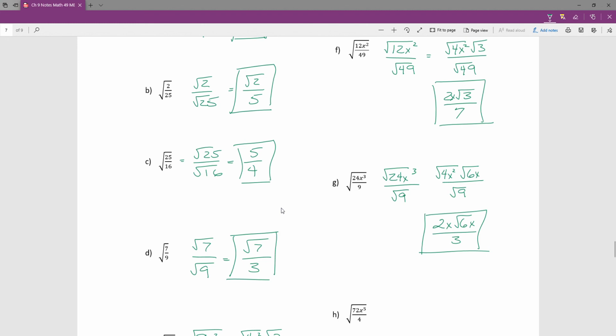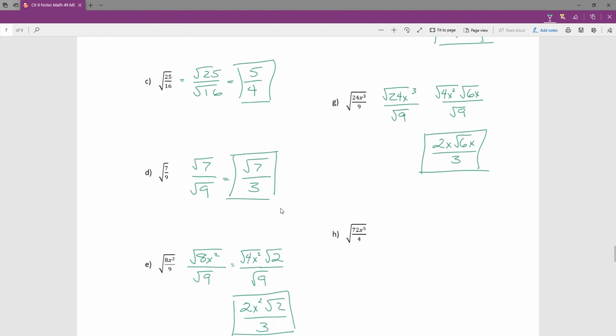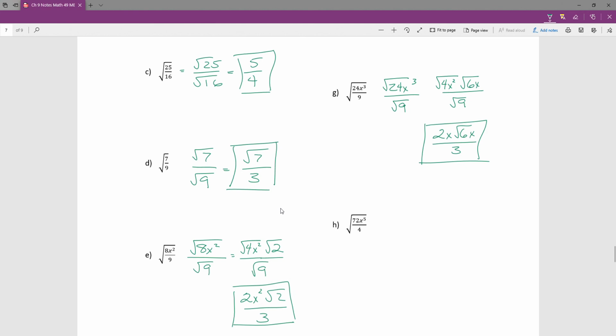Last one, H. I'll show my work. So I'm going to break up the fraction. That's the second criteria of simplifying radical expressions. And then I go back to that first criteria. Anything that's under a radical sign, I don't want to leave it if there's a perfect square factor there.